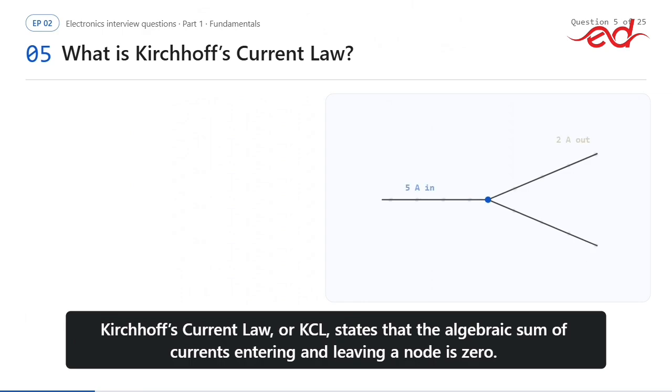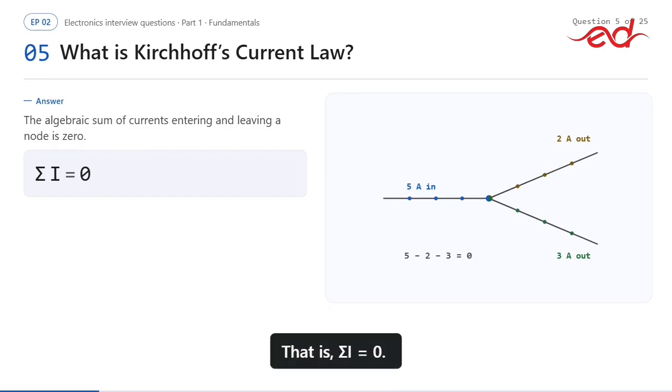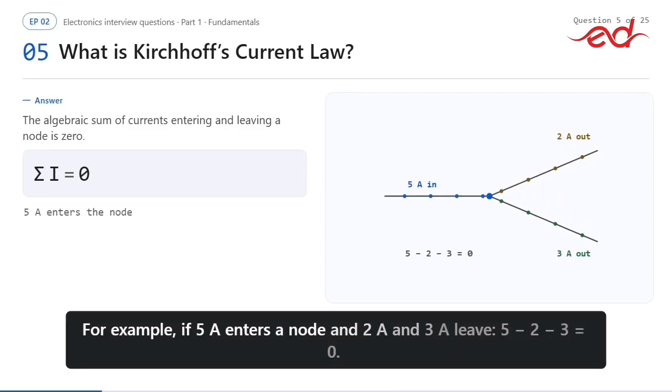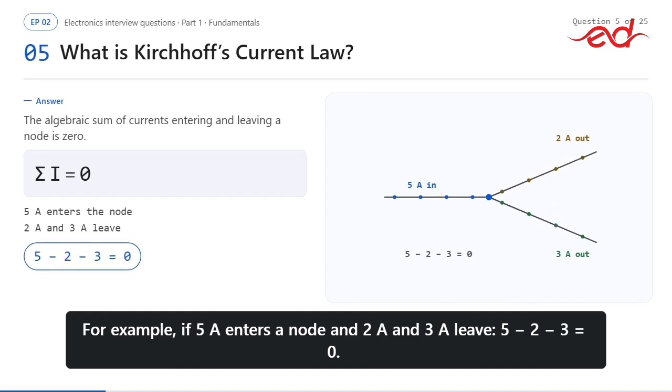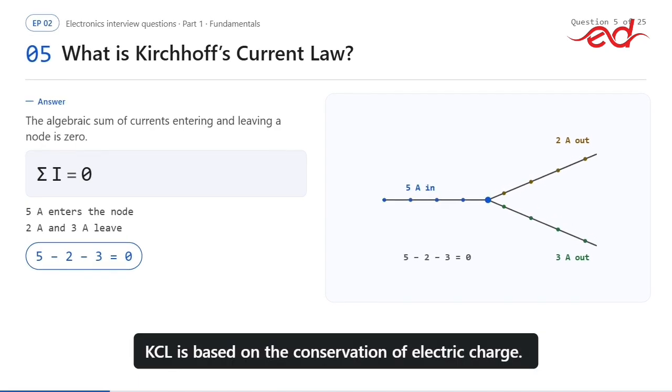What is Kirchhoff's current law? Kirchhoff's current law or KCL states that the algebraic sum of the currents entering or leaving a node is zero. The summation of overall current is going to be zero. For example, if 5 ampere current enters a node and 2 and 3 ampere are leaving the node, then the total current is going to be zero as per the KCL law. KCL is based on the conservation of electric charge.